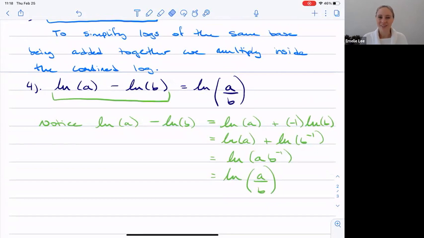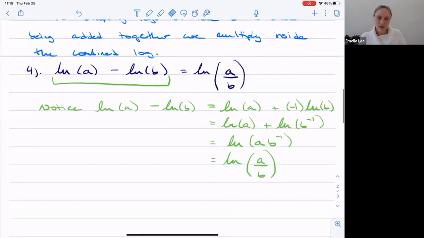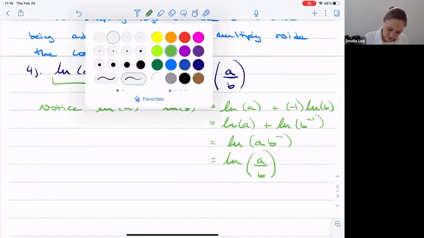So those are the log laws, and you'll need to have them handy, right? But you can see how they all kind of fit together. They all use each other. So now let's try using these log laws to solve some problems.